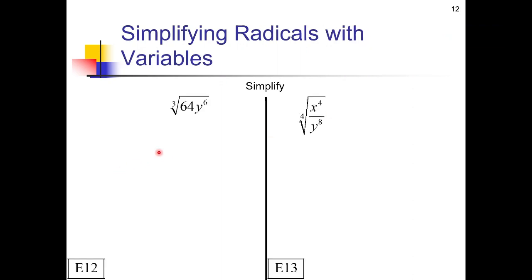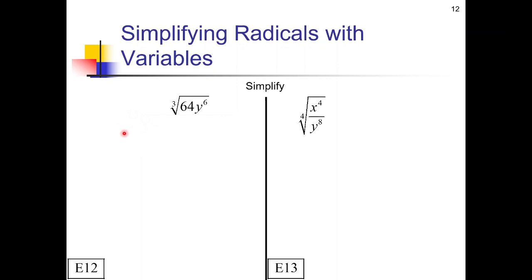So now that we've done a little bit with variables, we're going to throw them into some radicals and see what happens. For this first one here, cube root of 64 times y to the 6th. One little hint to help you out here, especially with the part where you have to take the cube root of y to the 6th, is to remember a rule we learned in the last lesson for converting between fractional exponents and radical form.